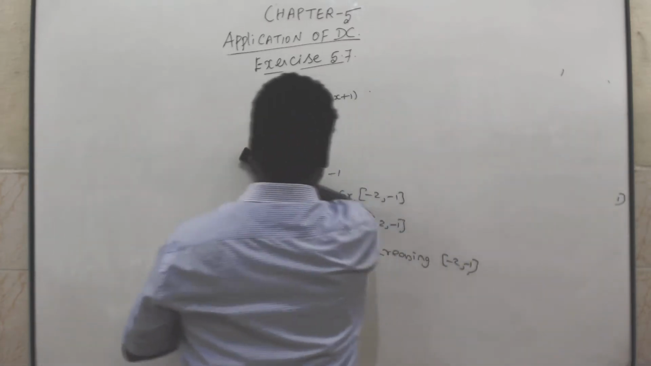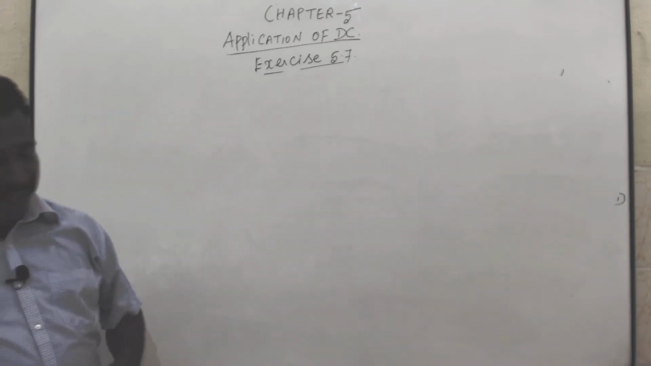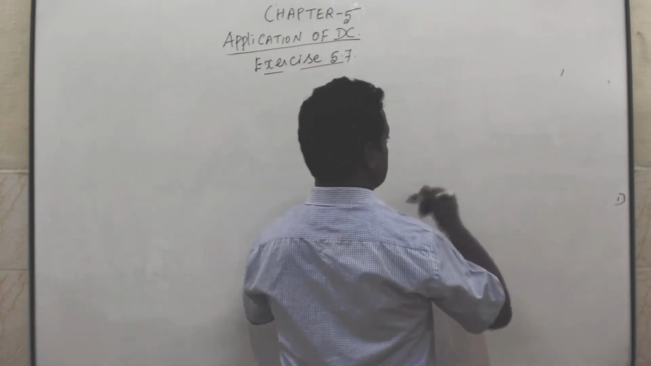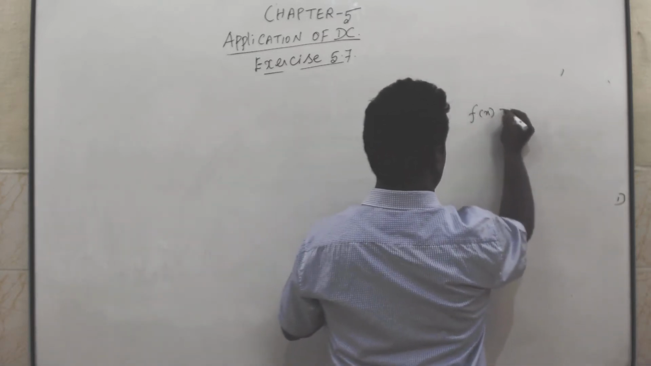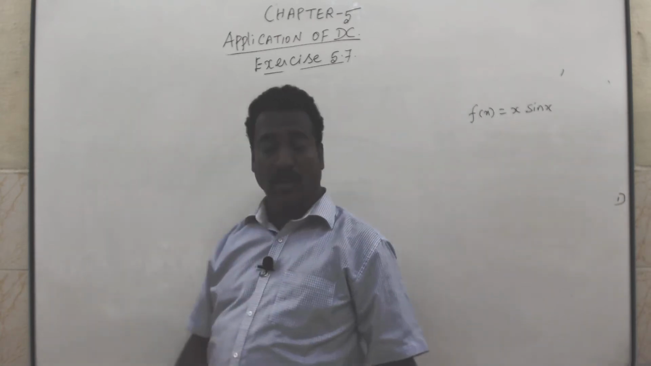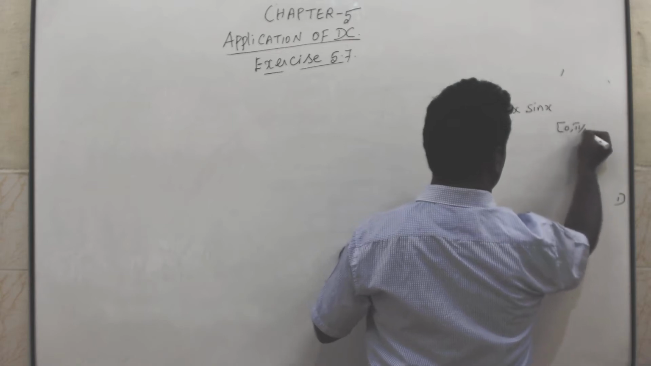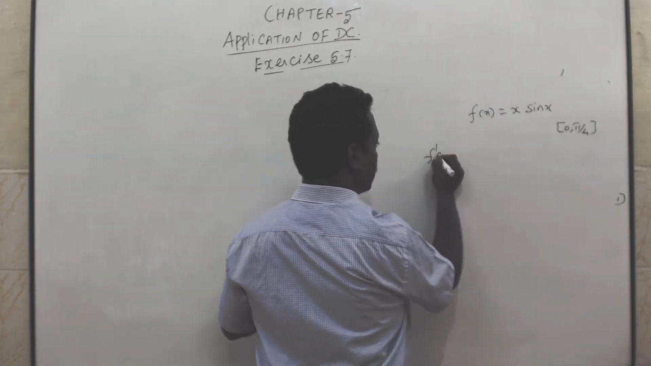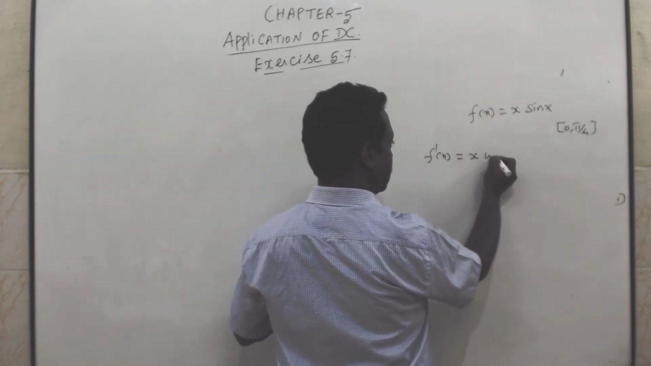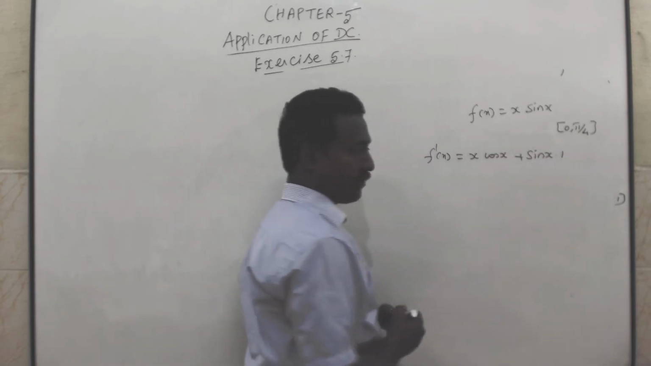The next problem, f of x equal to x sin x in the interval 0, comma pi by 4. F dash of x: x sin x differentiation is x cos x plus sin x, since x differentiation is 1.